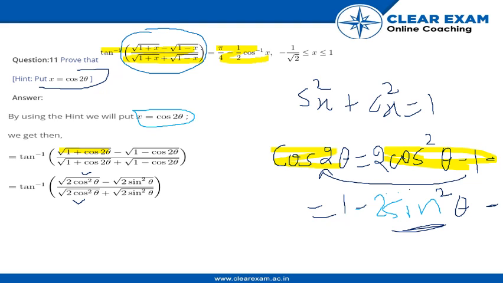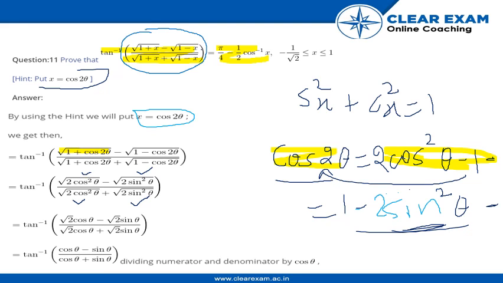Now comes root of 1 minus cos 2 theta. For this we take help of these two terms, this one and this one. What we do? We transfer 2 sin square theta to the left and bring cos 2 theta to the right and take the root on both sides. So what we get? We get root of 1 minus cos 2 theta is equal to under root 2 sin square theta. So this is the same thing.